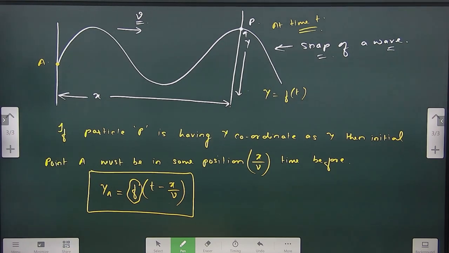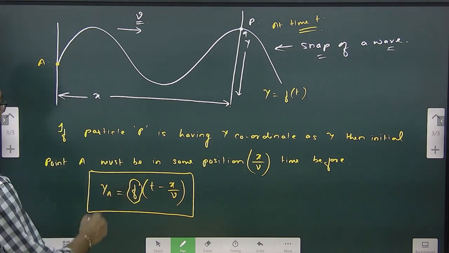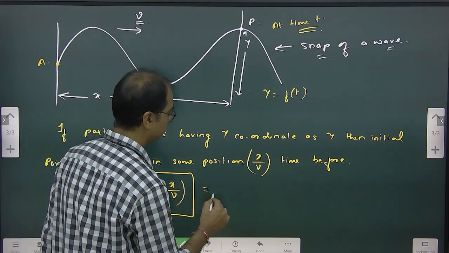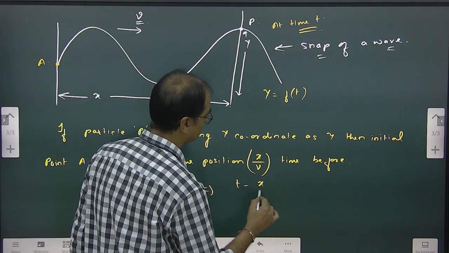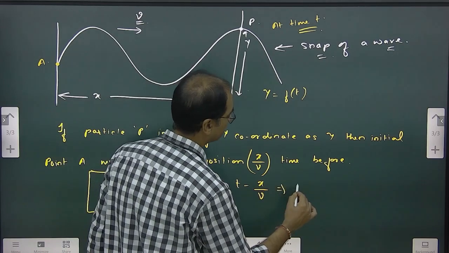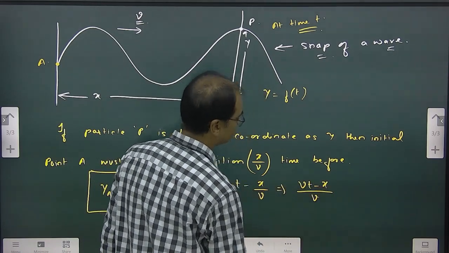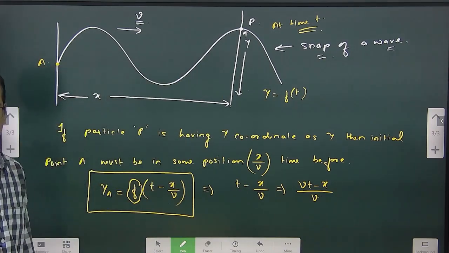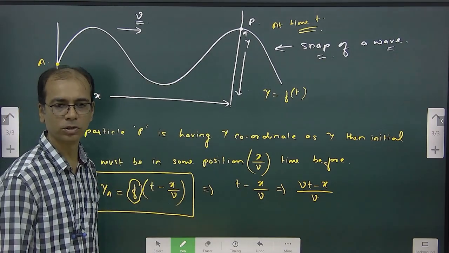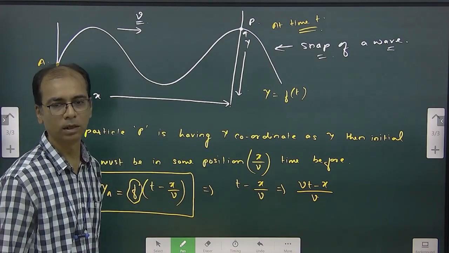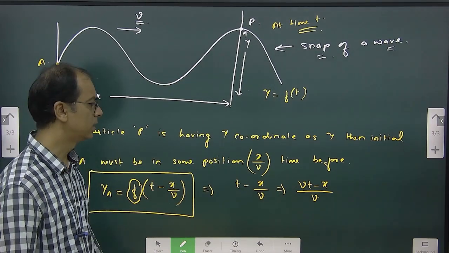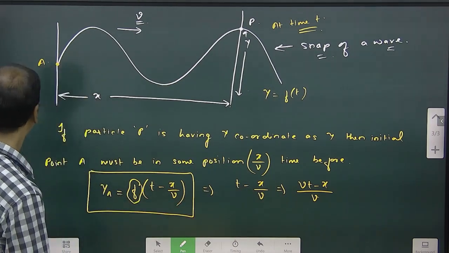Yes, sir. Okay. Now this (t minus x by v) we can also write as v t minus x by v. Right or not? The same function can be written like this also. Many forms are there in which we are going to write it. Okay, let's see. This is also one form.